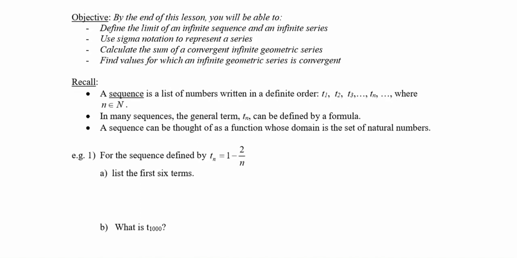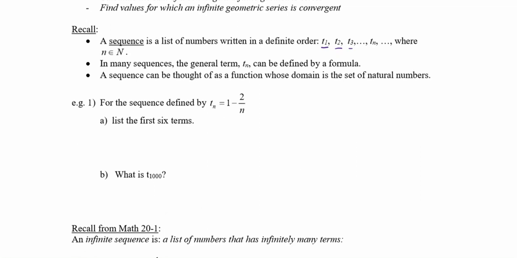So a sequence is a list of numbers written in a definite order, right? So that could be T1, T2, T3, all the way to T whatever, just that list going up. In many sequences, the general term Tn can be defined by a formula. We went through some of those. And we think of a sequence as a function whose domain is a set of natural numbers.